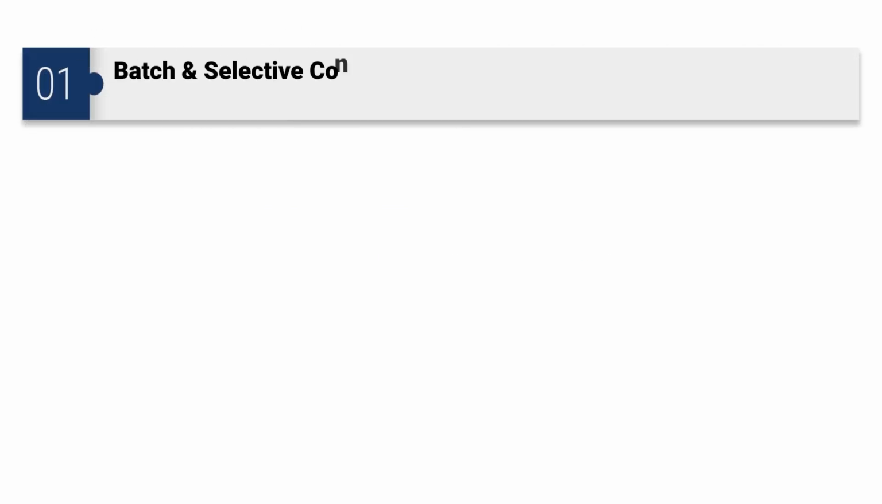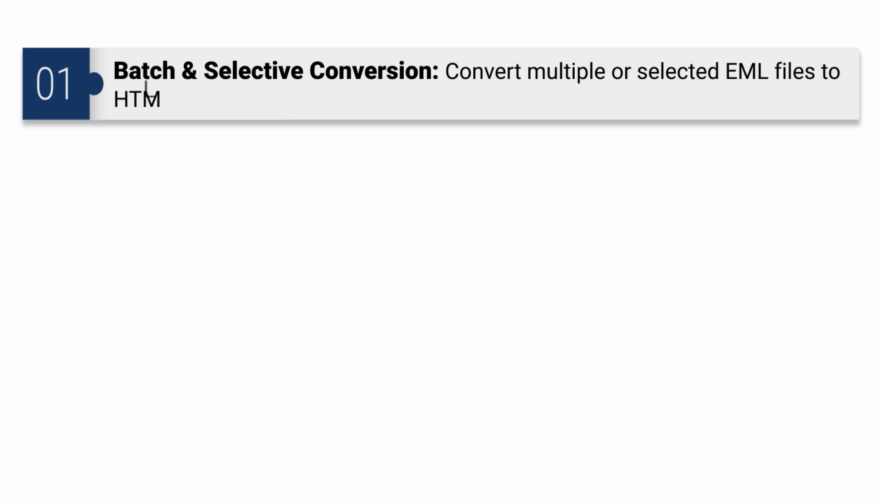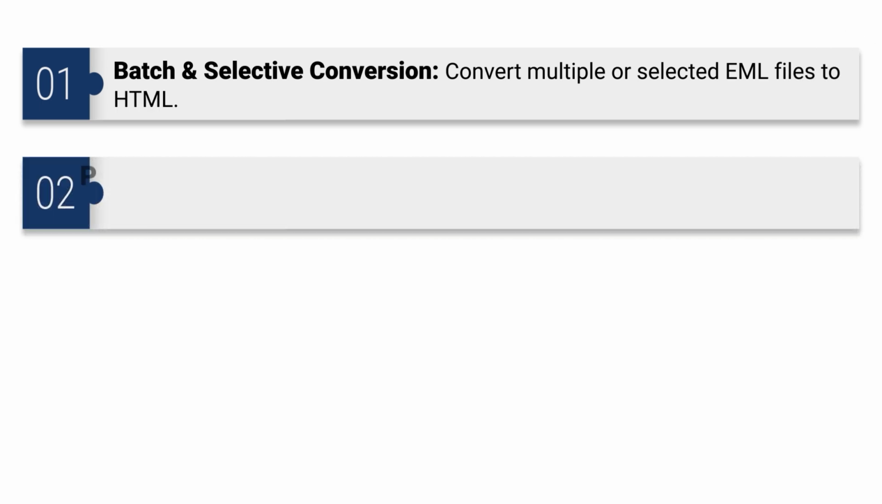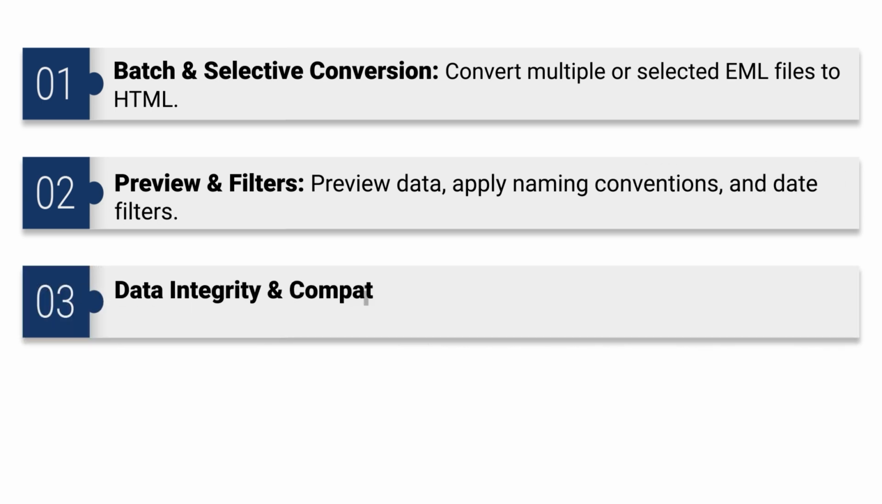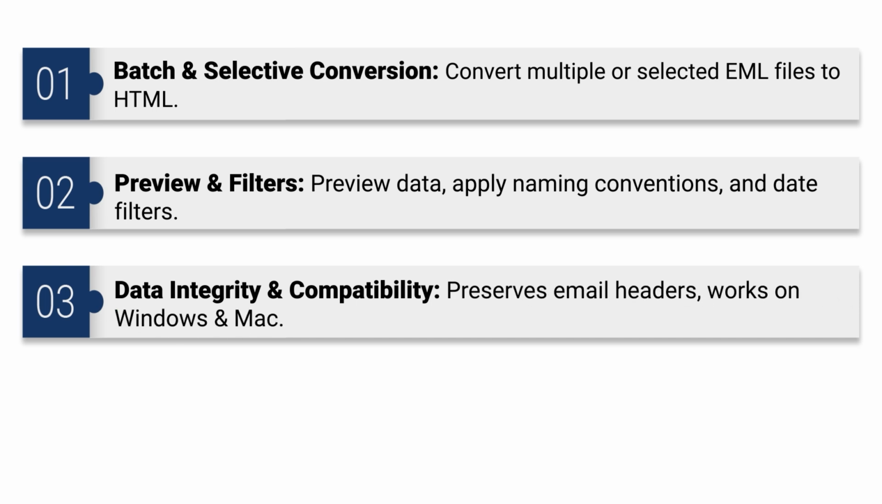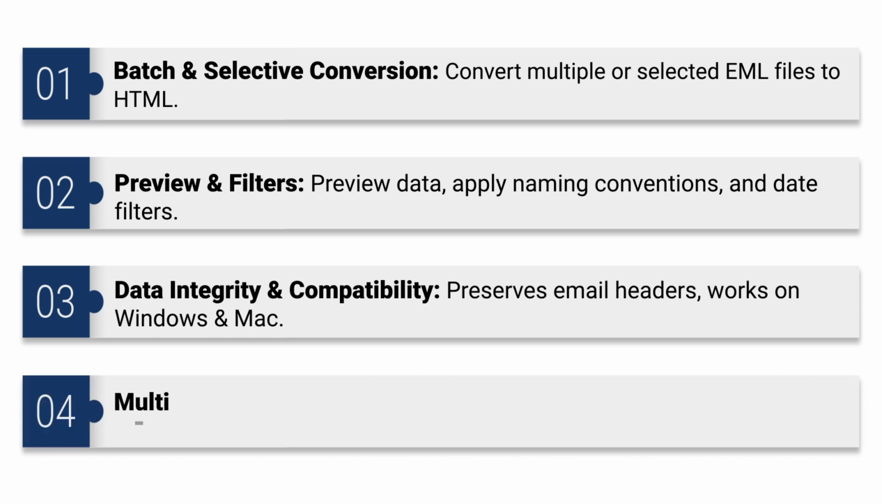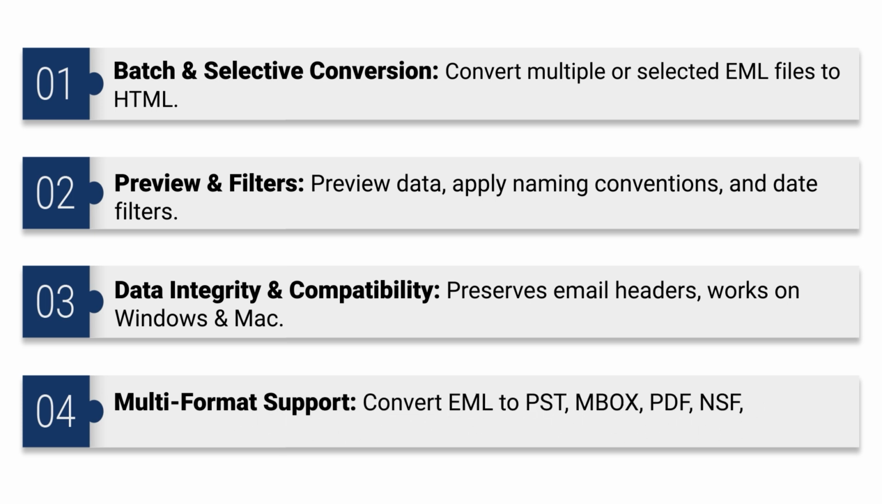Batch and selective conversion. Convert multiple or selected EML files to HTML. Preview and filters. Preview data. Apply naming conventions and date filters. Data integrity and compatibility. Preserves email headers, works on Windows and Mac. Multi-format support. Convert EML to PST, MBox, PDF, NSF, Office 365, etc.